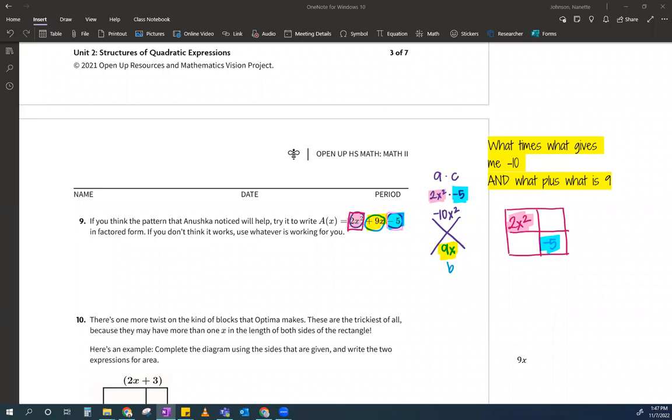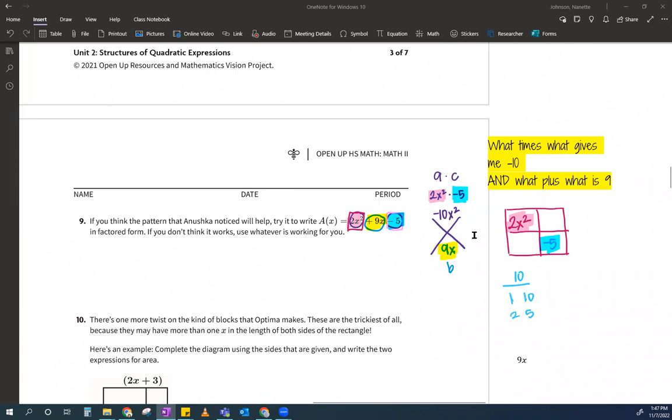Okay, so you all had the chance to work on this a little bit. So it says what times what gives me -10. One of the things that some of our students do is that they come up with all of the factors of 10. So 1 and 10, 2 and 5. There's no other factors besides 1 and 10 and 2 and 5. Okay, so then that helps you answer this question. What times what gives you -10 and when you add it gives you 9. So someone says, Ms. Johnson, it's 10 and -1.